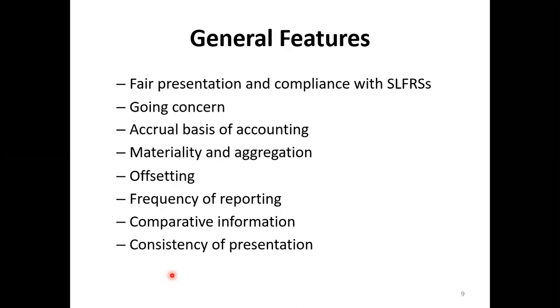Materiality and aggregation. Materiality, you know, some amounts are not needed to be disclosed. And aggregation, some items are put together. So when you look at property, plant and equipment, you can find machinery. They put machinery in a single line, but within machinery there are so many types of machinery. So it is aggregation: the same class of assets, same class of income, same class of expenditures are put together.